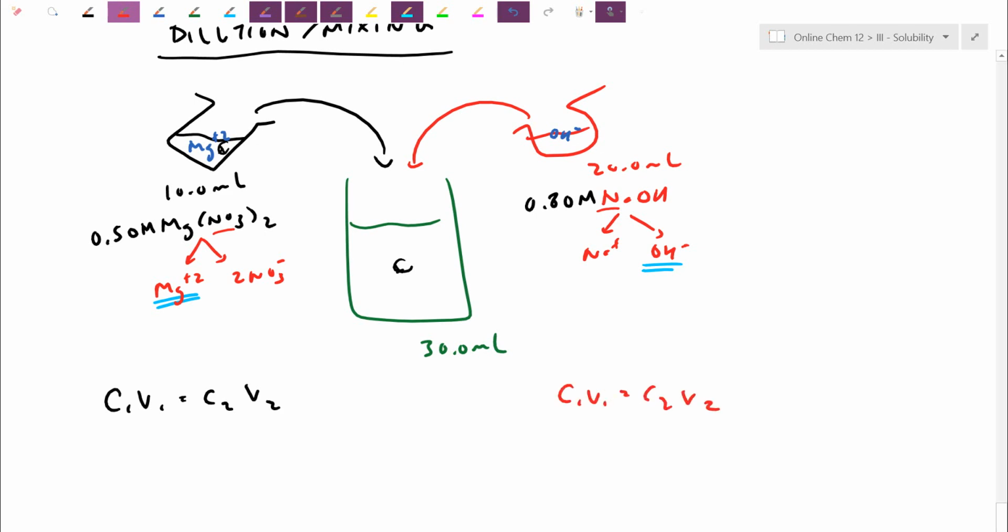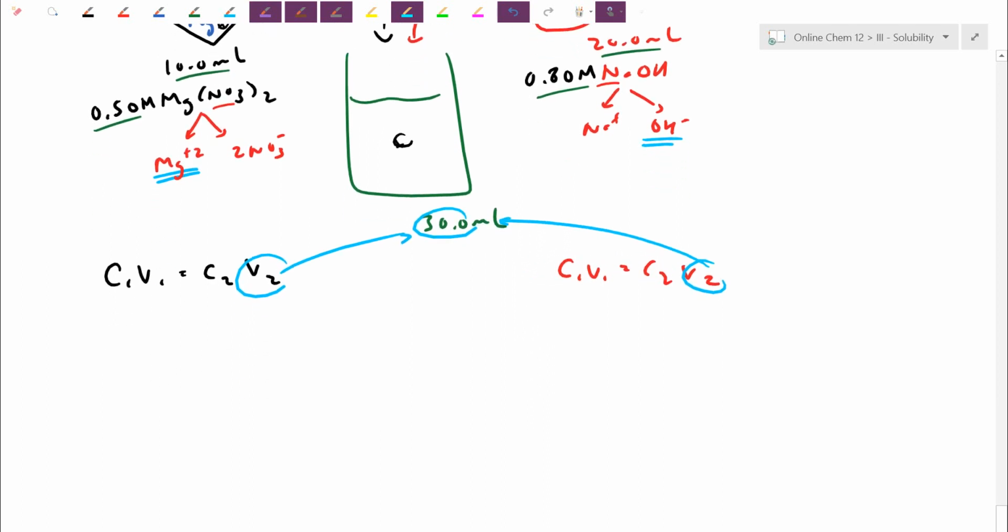Most common problem I see in this section here is people do, oh great, I have a C1, I have a V1, and then they go C2 and a V2. Remember, these are totally different chemicals, right? I shouldn't compare these chemicals with each other. In fact, in this case here, it's actually the V2. V2 should be the total volume. Both of them, when you mix them 10 into 20, both of them start swimming into 30.